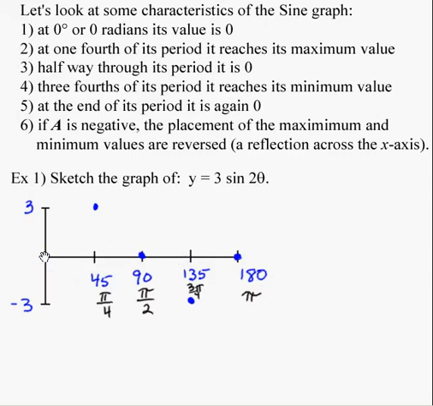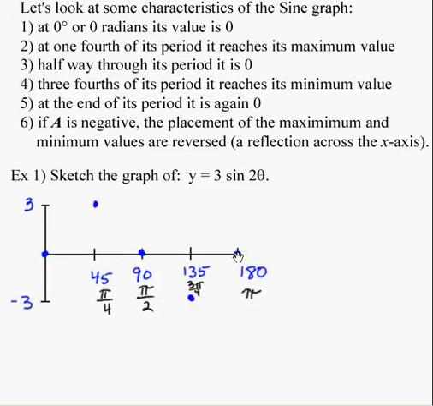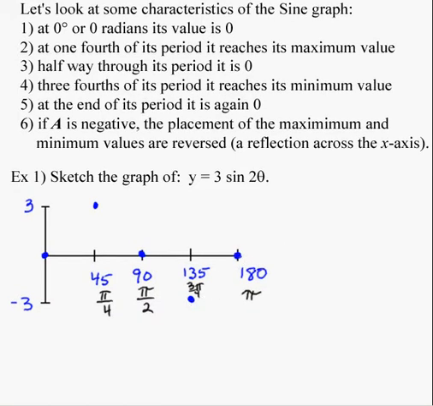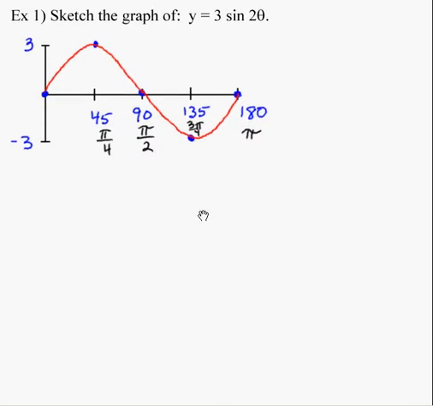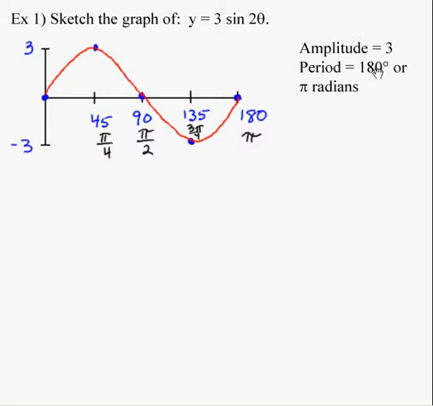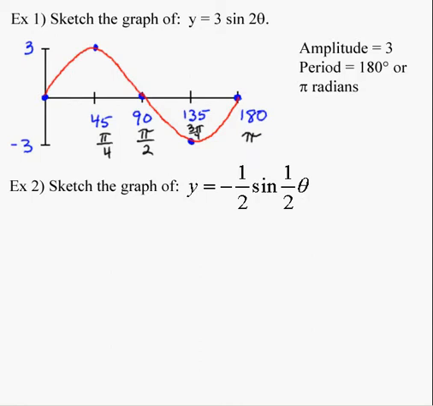So sine starts at 0. A fourth of the way through its period, it hits the maximum. Halfway through, it's back to 0. 3/4 of the way through its minimum, and it's back to 0 again. So we sketched that in, and that's as easy as it is to sketch in some sine curves. We again say the amplitude is 3. The period is 360 divided by the absolute value of 2, which is 180, or 2 pi divided by the absolute value of 2, which is pi radians.